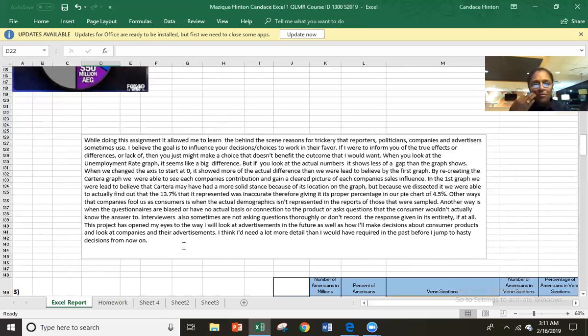This project has opened my eyes to the way I will look at advertisements in the future, as well as how I'll make decisions about consumer products and look at companies and their advertisements. I think I'd need a lot more detail than I would have required in the past before I jump to hasty decisions from now on.